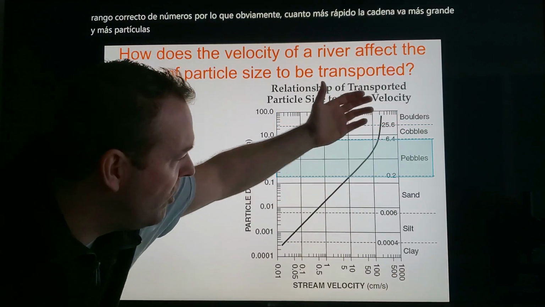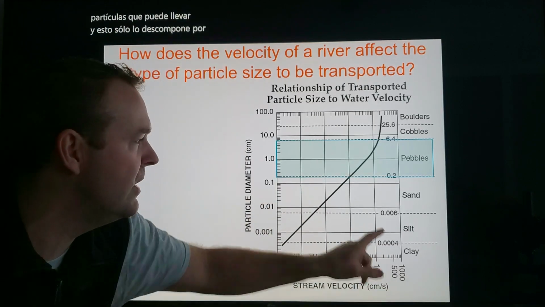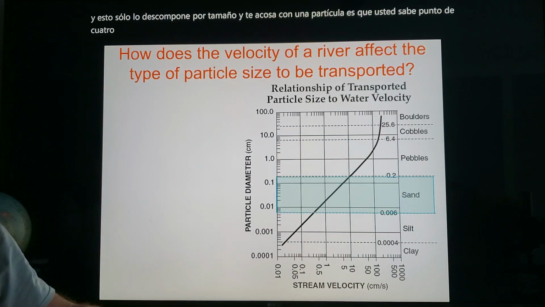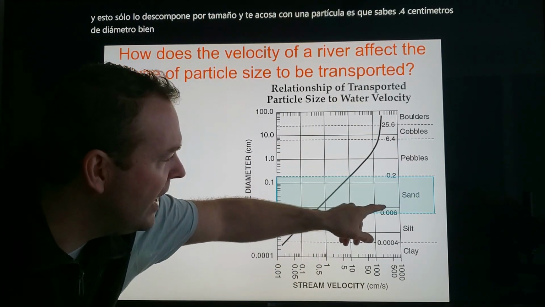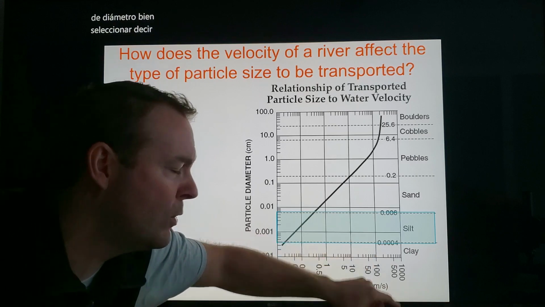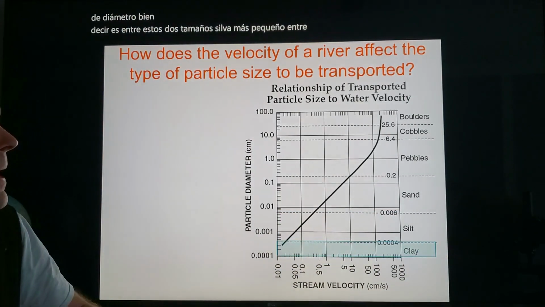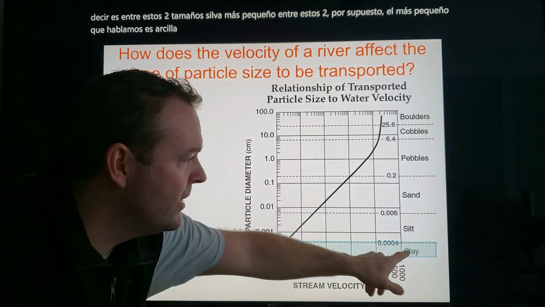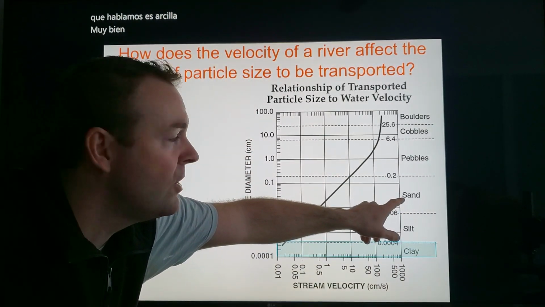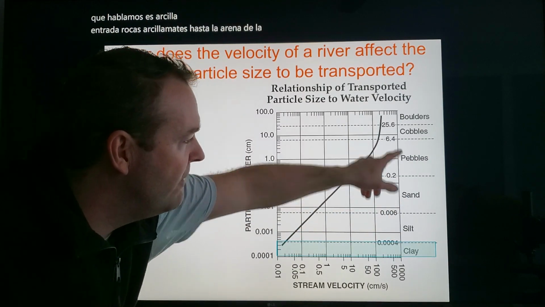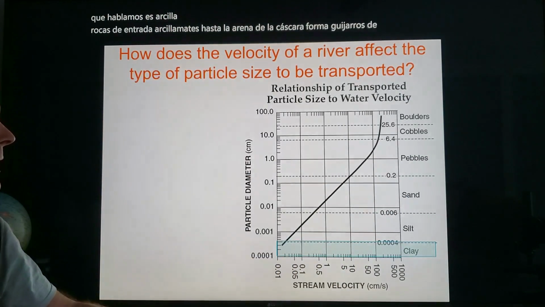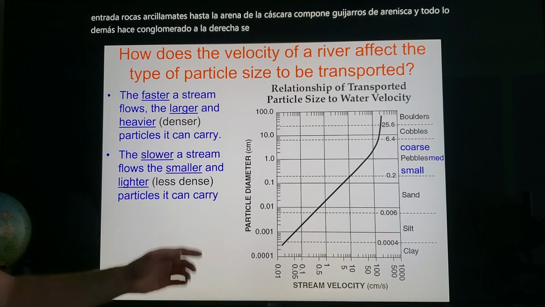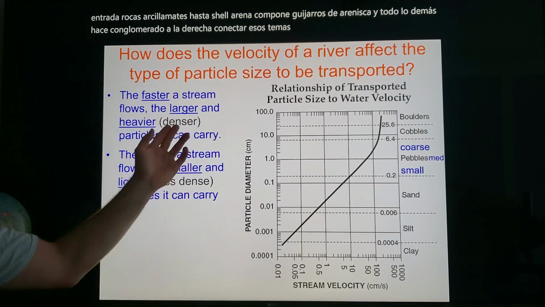If it ever asks you if a particle is 0.4 centimeter in diameter, well, that's 0.4. That would be in here. It's a pebble. All right? Sand is between these two sizes. Silt is smaller between these two. And, of course, the smallest one we talk about is clay. All right? Break it back to sedimentary rocks. Clay makes up shale. Sand makes up sandstone. Pebbles and everything else makes up conglomerate. Right? You can connect those topics there. Okay? All right. So the faster a stream goes, the heavier particles it can carry.